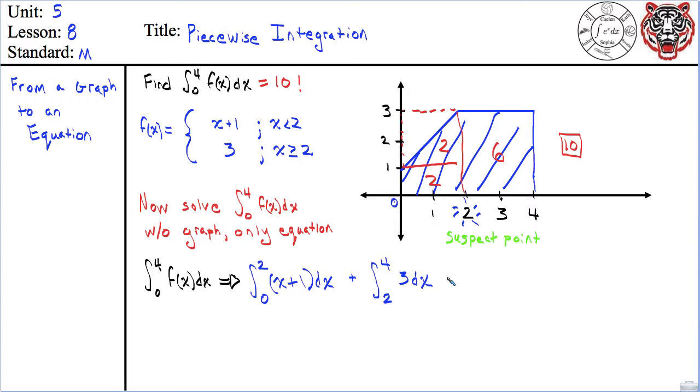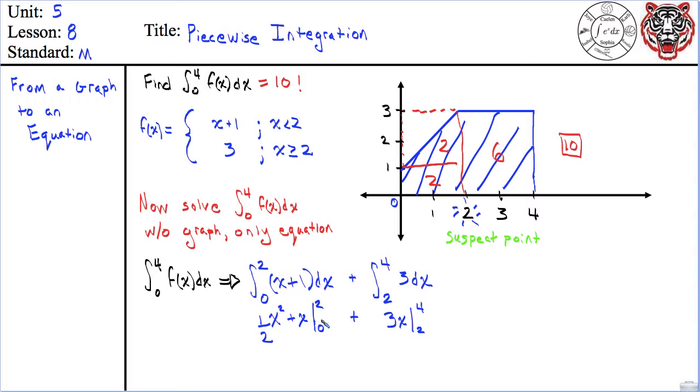Now I need to evaluate these individually and calculate their areas. For this integral, if I integrate x plus 1, this is going to be x squared divided by 2, plus x. That's going to be evaluated with our evaluation bar between 0 and 2. And on the right-hand side, this is 3, so it's going to turn into 3x when I integrate, and that's going to be evaluated between 2 and 4.